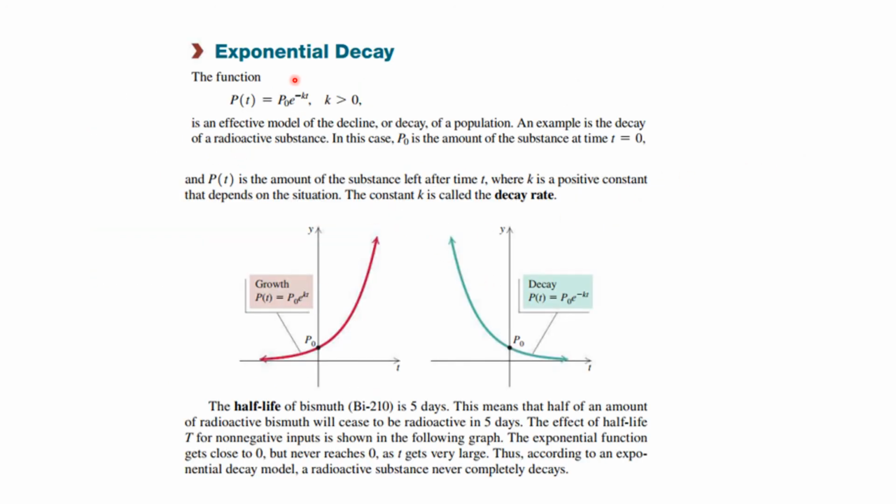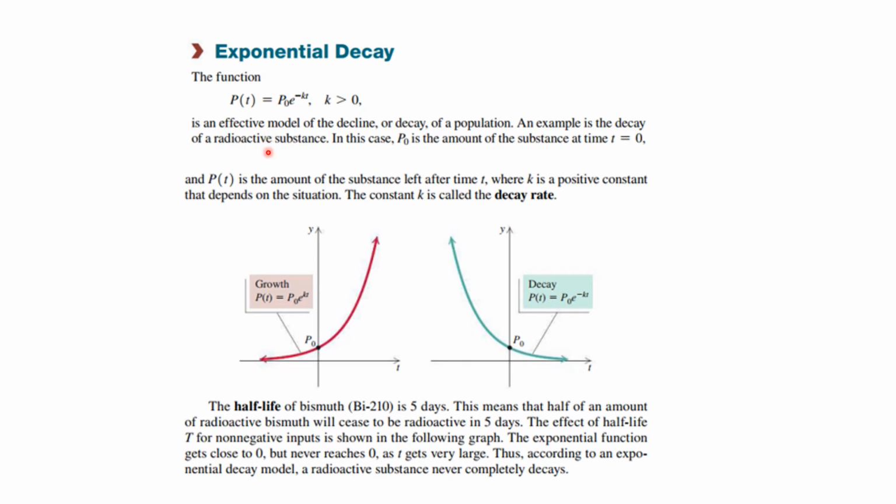We now turn our attention to exponential decay. Now this equation is just like what we talked about before, except instead of having e to the k, where k was greater than 0, it is e to the minus k, where k is greater than 0. As we talked about in the earlier graph section, this is going to be a decreasing curve like this. And so this is an effective model of decline or decay of a population.